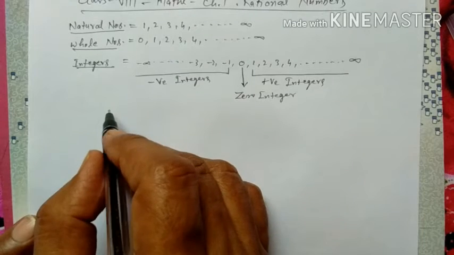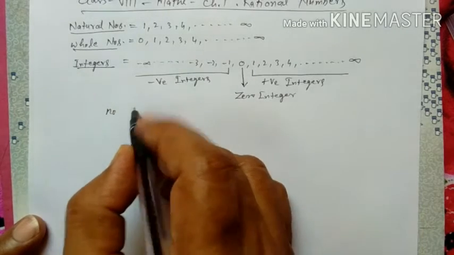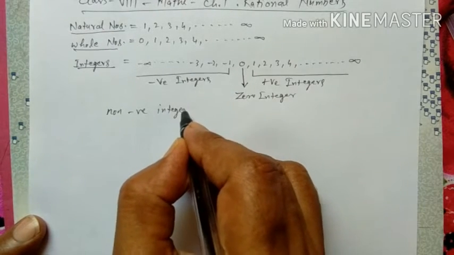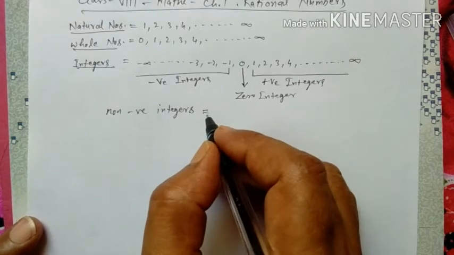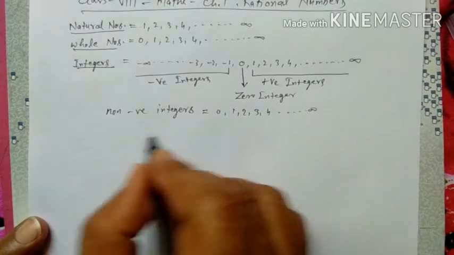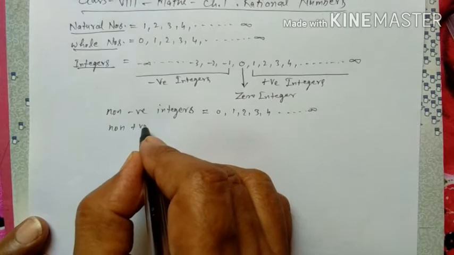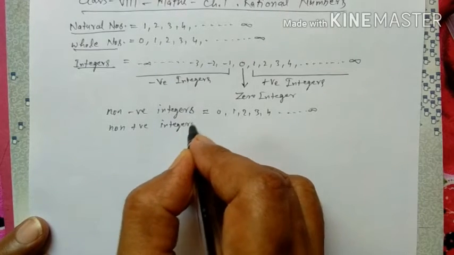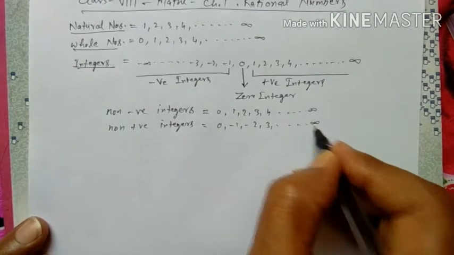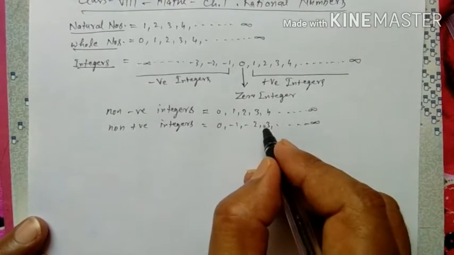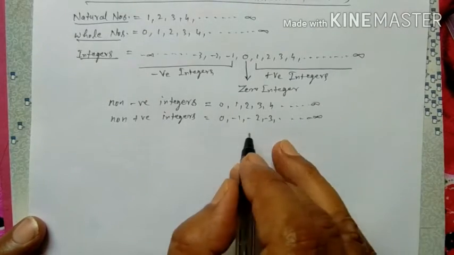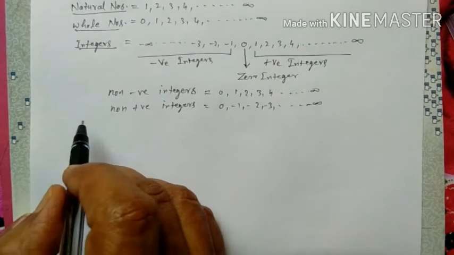And non-negative integers are 0, 1, 2, 3, 4, and so on up to infinity, and non-positive integers are 0, -1, -2, -3, -4, and so on up to -infinity.